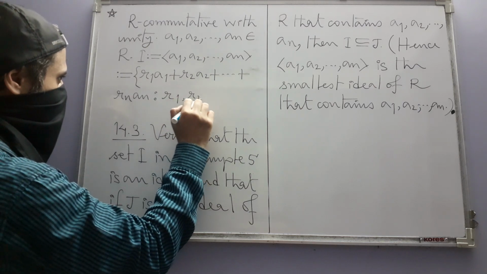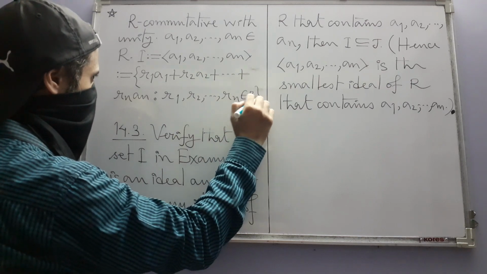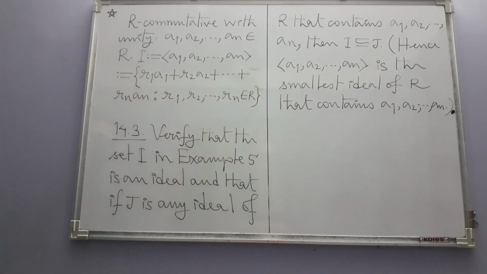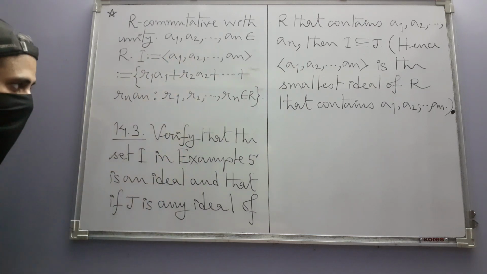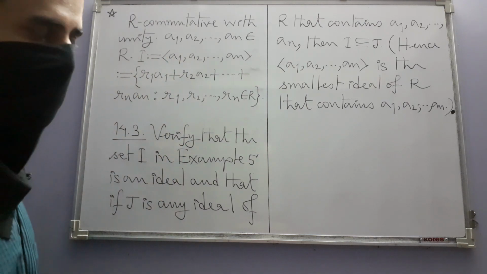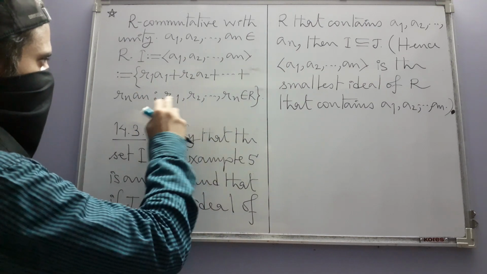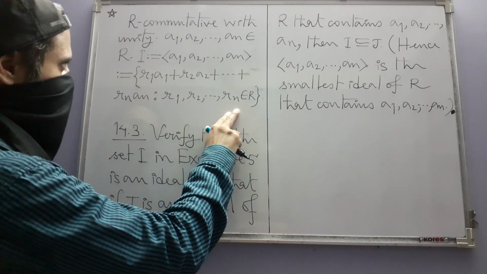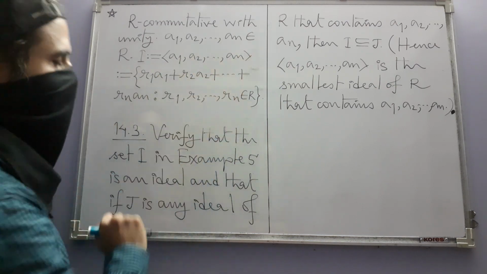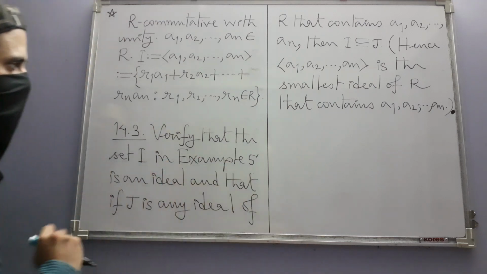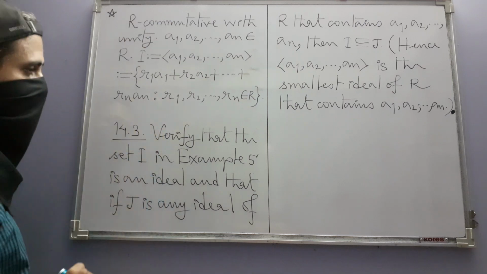Where these Ri's are coming from: our ring R. So that's how the elements in this set look. Okay, so the elements have this structure. In words, each element in this set is a sum of ring multiples of these elements, A1, A2 and so on up to An. Now we have to prove that this I is an ideal.